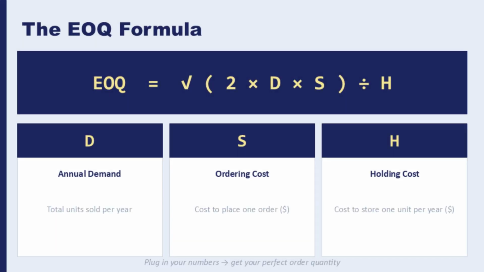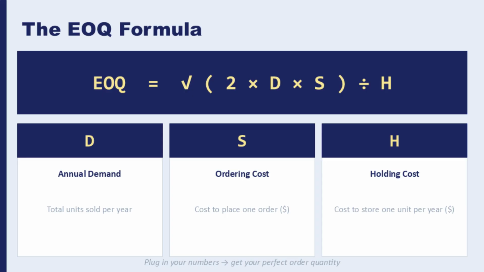Part 3. The EOQ formula. Now let's look at the formula. Don't worry, we'll walk through it together with real numbers. EOQ equals the square root of 2 times D times S, divided by H. D equals annual demand, how many units you sell per year. S equals ordering cost per order, the cost to place one order. H equals holding cost per unit per year, the cost to store 1 unit for a year.